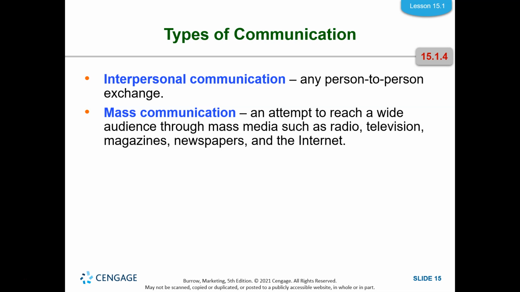And then you have mass communication. The definition is an attempt to reach a wide audience through mass media, such as radio, television, magazines, newspapers, and the internet. Details about these can be found on pages 424 and 425.